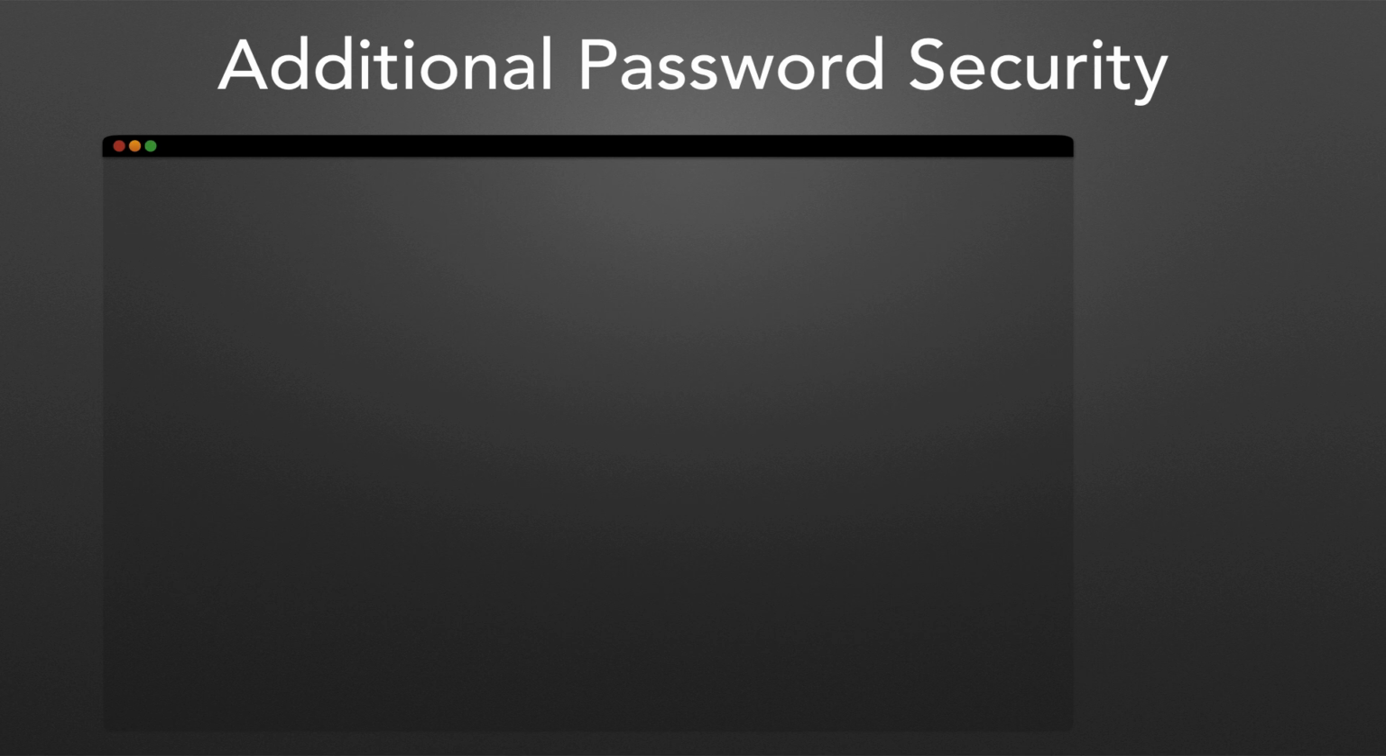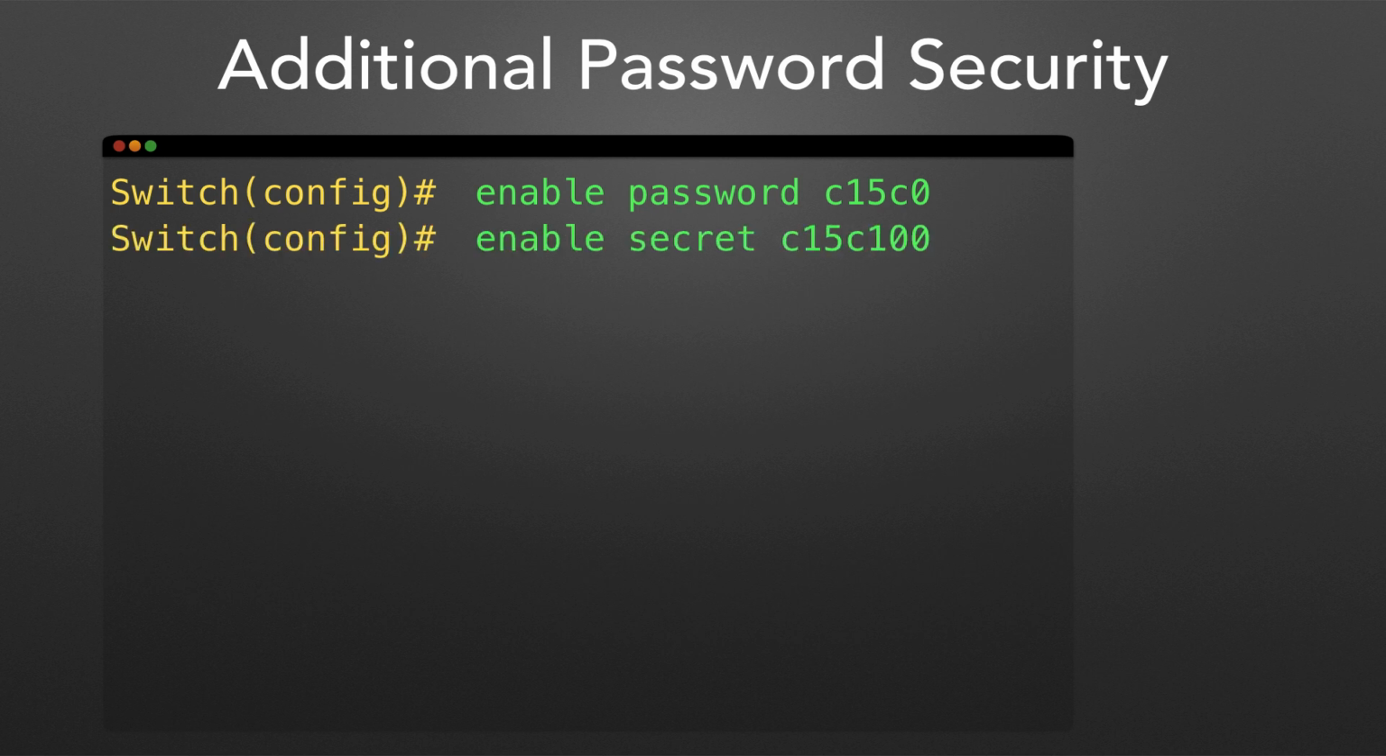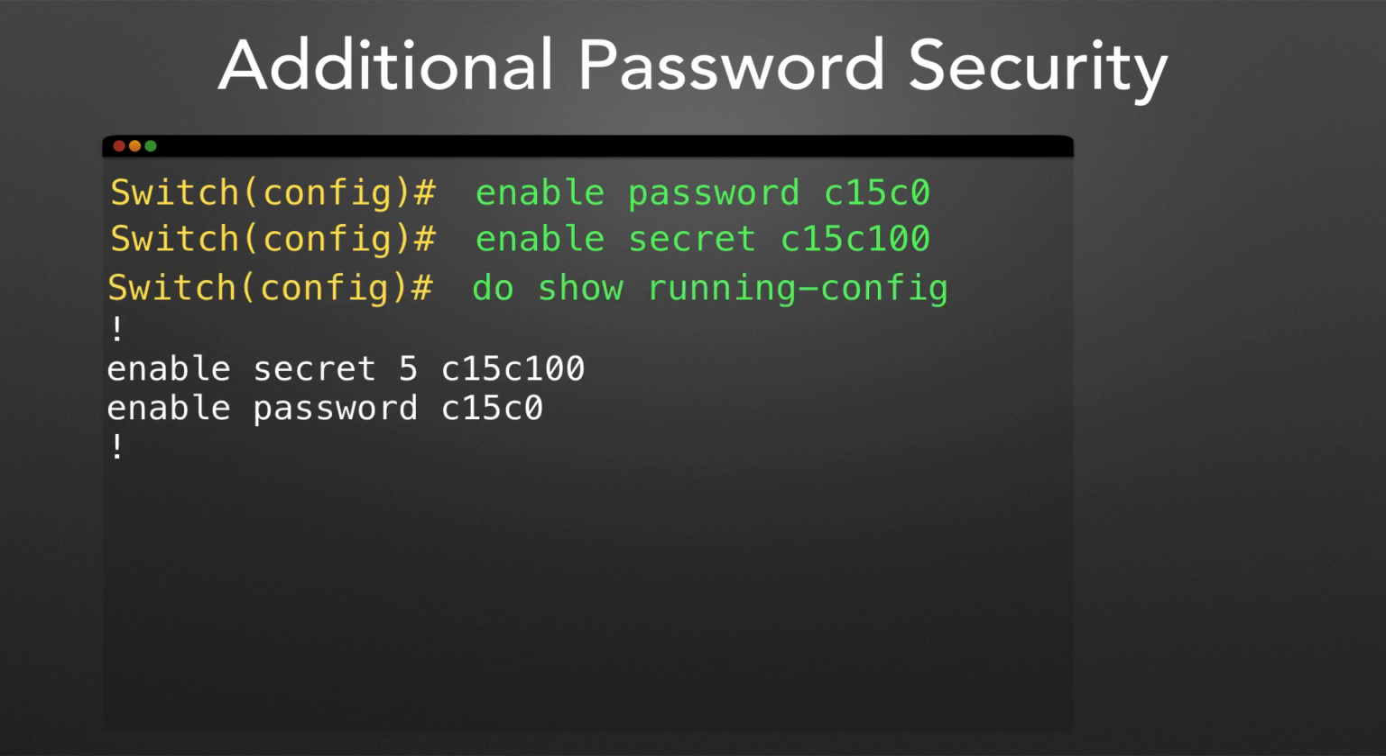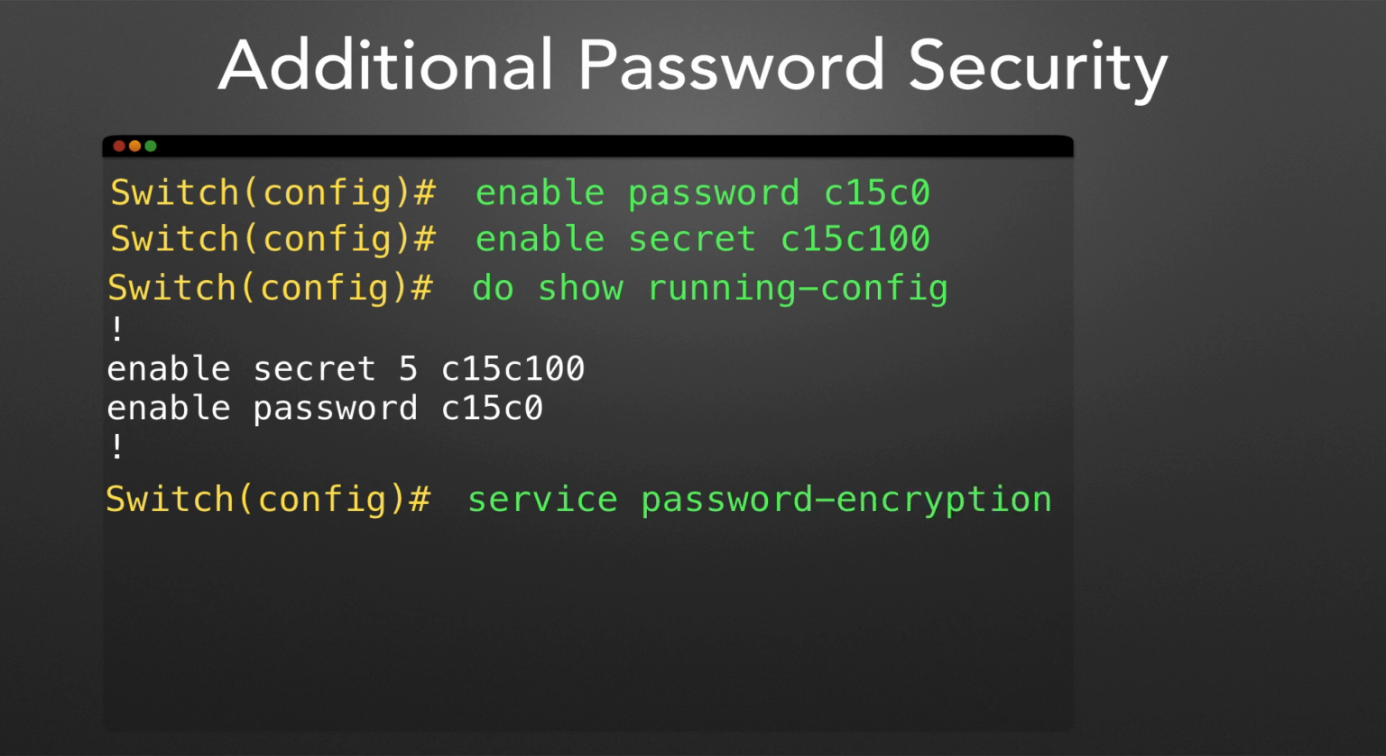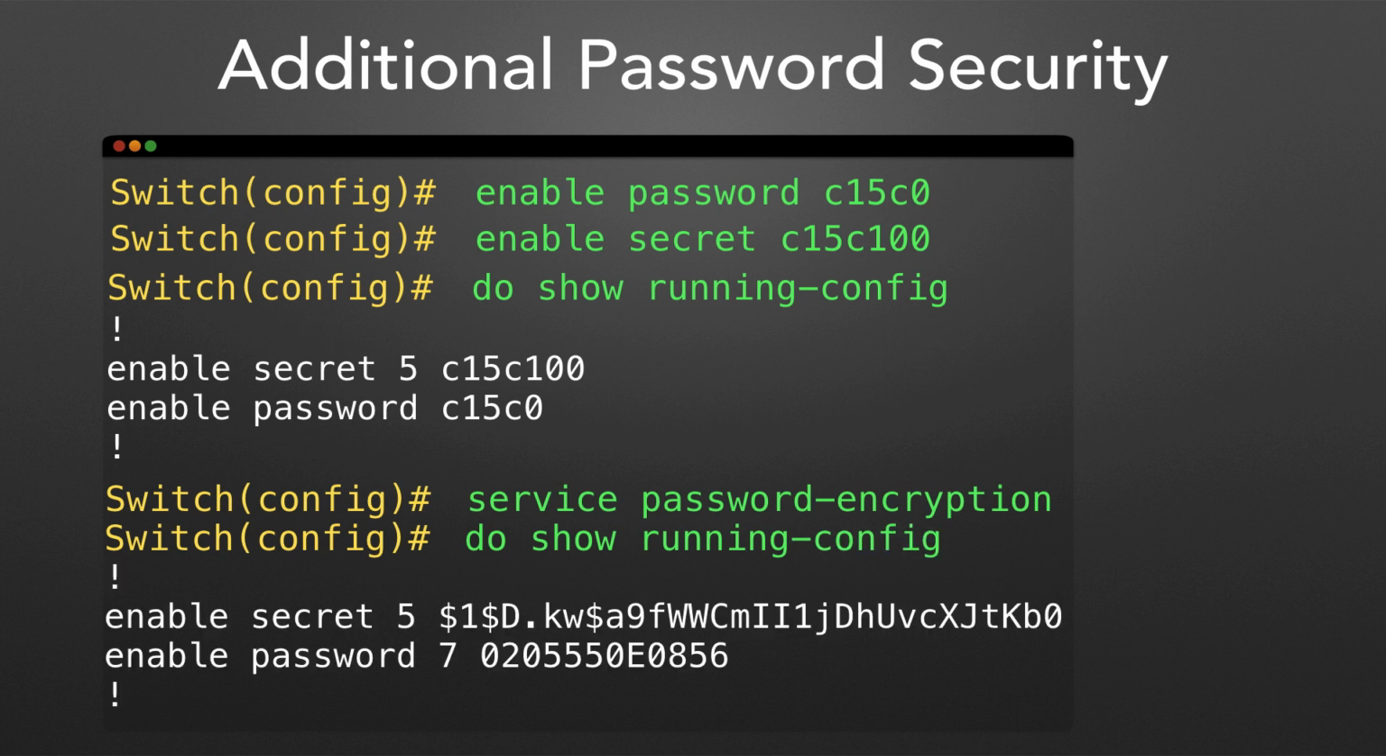Additional password security. To provide an additional layer of security, particularly for passwords that cross the network or that are stored on a trivial file transfer protocol, TFTP, server, you can use either the enable password or enable secret global commands. Both commands accomplish the same thing, that is, you can establish an encrypted password that users must enter to access privileged exec mode, the default, or any privilege level you specify. We recommend that you use the enable secret command because it uses an improved encryption algorithm.